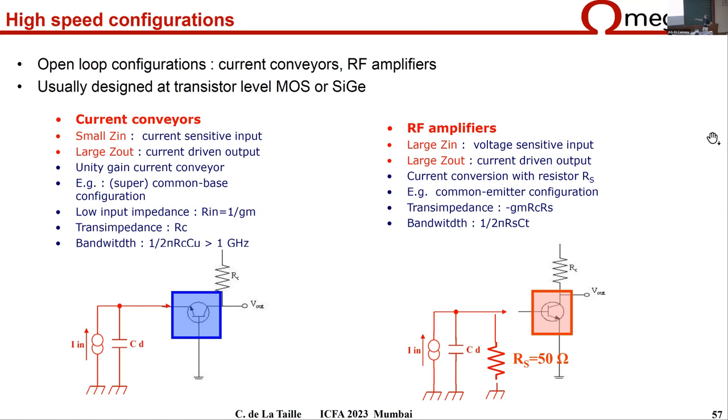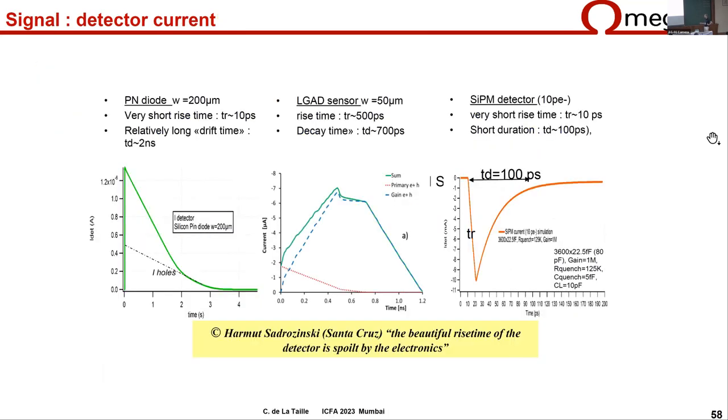Once again, it's a bit technical here. We use both. This is just for your information. There will not be much difference between these two configurations. Now one thing that you need to remember when you go to very high speed is that your detector current is very often not infinitely short, in particular with semiconductor detectors, sensors, and also your detector is capacitive.